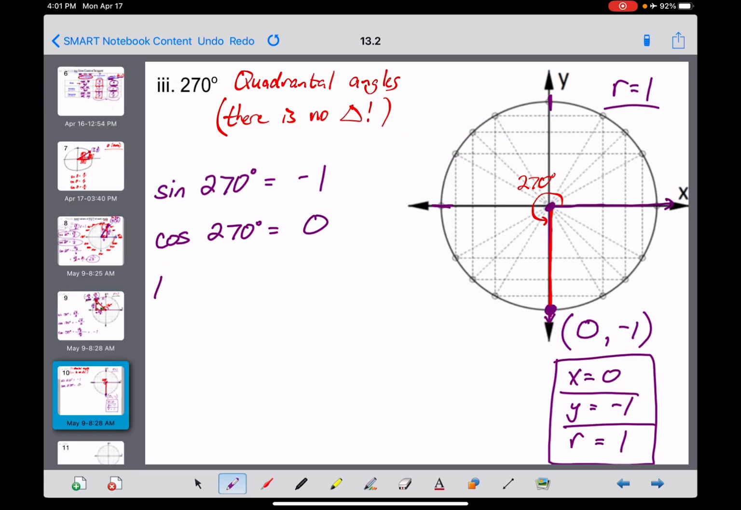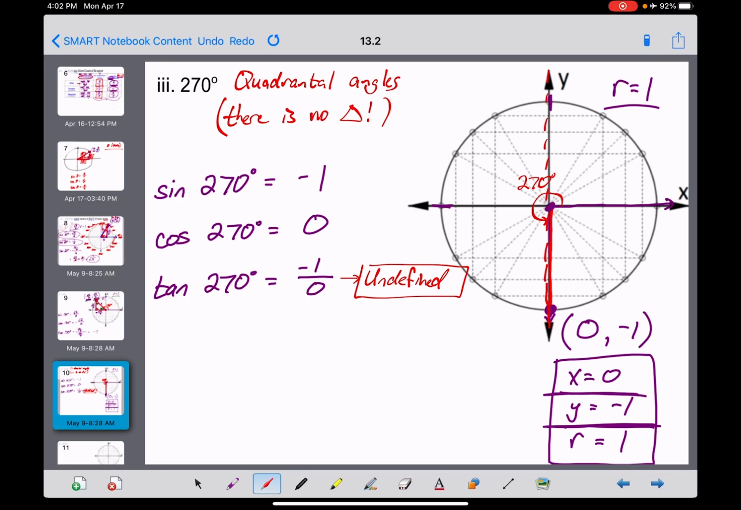And here's a fun one now. Tangent of 270 degrees. That's equal to y divided by x. So that's -1 over 0, and I really hope we know this by this point, guys. Anything divided by 0 is undefined. So it is possible, you guys, that tangent could be undefined anywhere that your x-coordinate is equal to 0. And of course, that happens along the y-axis.